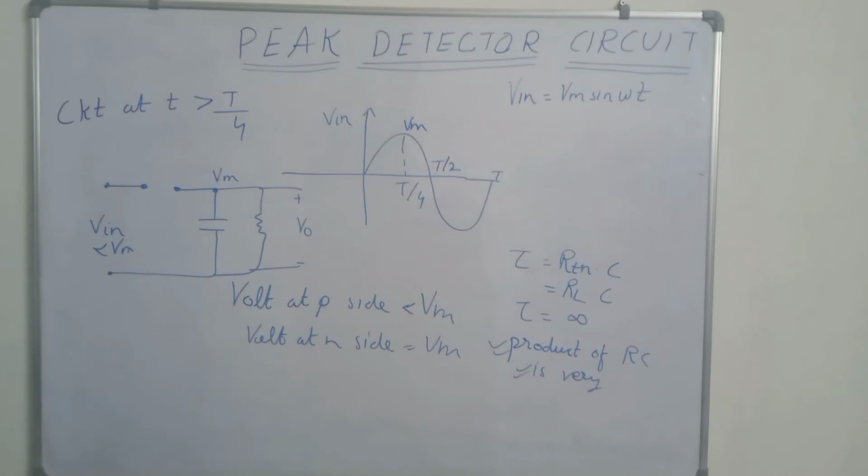So the diode will remain reverse biased because the input voltage would need to be greater than Vm to forward bias the diode, but the capacitor will remain at the voltage Vm and Vin will be less than or equal to Vm. So the diode will never be forward biased again. So the capacitor will remain at the peak voltage Vm. So this is called the peak detector circuit.